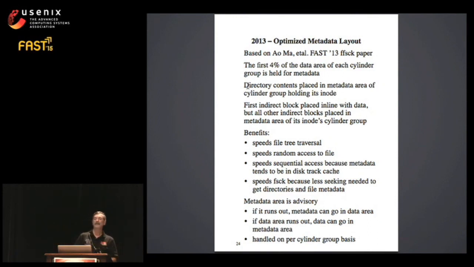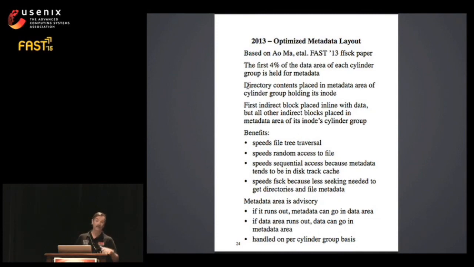So we save 4%, but if we run out of it, we'll just put the metadata elsewhere, and if we run out of data space, we can use the metadata area for data, et cetera. So it's just advisory, but we're going to hold around 4%. And then the inodes, of course, are at the beginning of there. And then this 4% area is where we're going to put metadata.